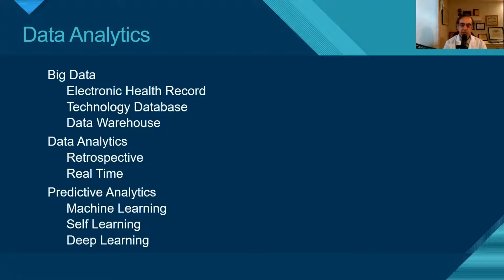When we do data analytics, we can look back, we can look retrospectively and look at health outcomes for our patients and do research on that. We can also have real-time information that's presented to us so that we can get a snapshot of what's going on with our patients in our hospitals or clinics at any given time. And then we can also do predictive analytics where we look ahead.